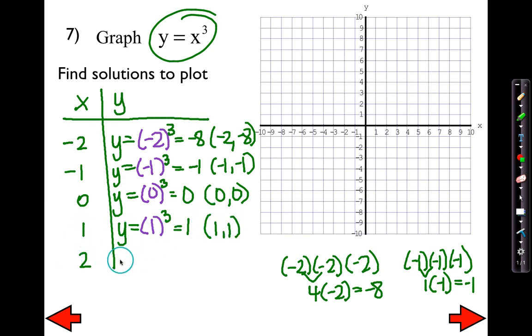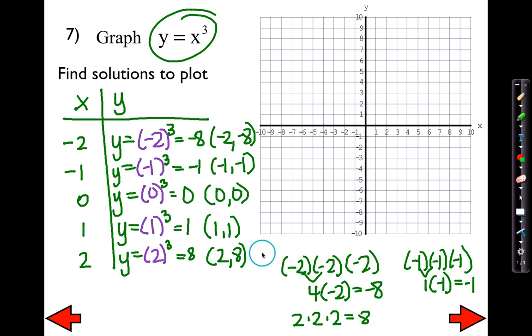And then last but not least, when x is 2, so we're going to plug in a 2 here, and it's going to be cubed. This means 2 times 2 times 2. When they're all positive, we know this is 8, so obviously this is going to be 8 as well. This was negative, but since all the numbers are positive, it's going to be positive. So that ordered pair would be 2, 8. So now I have 5 different ordered pairs.